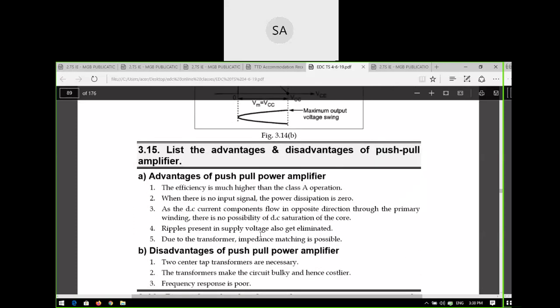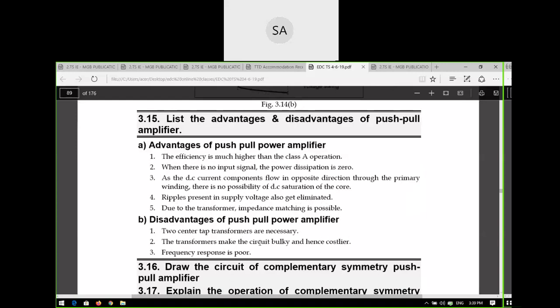And what are the advantages and disadvantages of the push-pull power amplifier? The main advantage of the push-pull power amplifier is that the efficiency is much higher than the class A power amplifier. Correct or not? It is 78.5 percent. And when there is no input signal, the power dissipation is zero. Correct or not? If there is no input signal, as we have seen in case one, there is no output, and no output means there is no power dissipation.